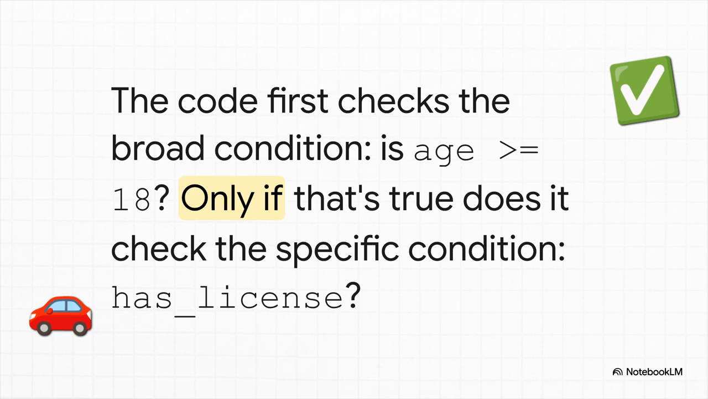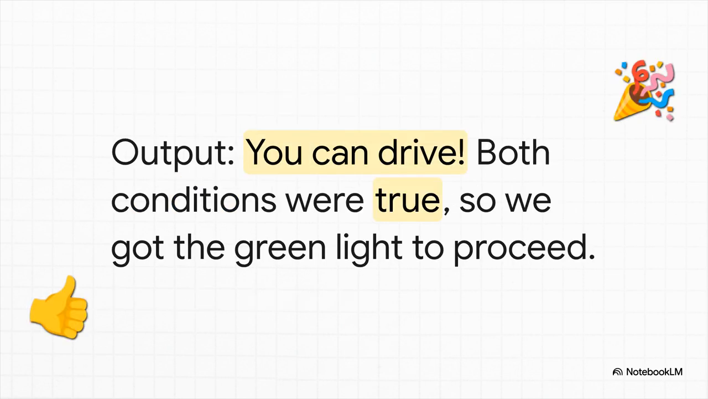All right, let's see this in action with a classic example. Can you drive? Look at the code. The first check, the first gatekeeper, is age greater than or equal to 18? If the answer is no, the whole thing stops. But if it's yes, then and only then does it check the next condition. Do they have a license? And of course, since age is 18 and has license is true, we get the green light. You can drive. But you can see how if either one of those was false, we'd have ended up in a totally different part of the code.